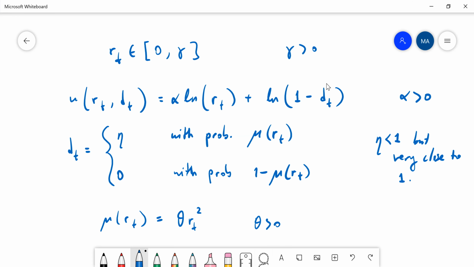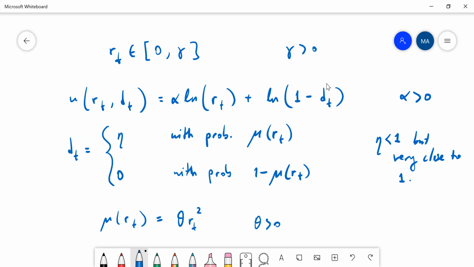It is stochastic, okay? So there is this probability mu, with some increasing probability, dt is equal to a number that is very close to 1. So this will be very close to negative infinity, all right? Because this number will be very close to 0, okay? So this creates a punishment.